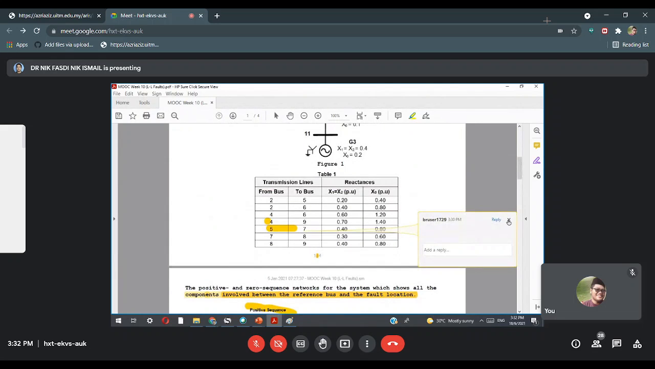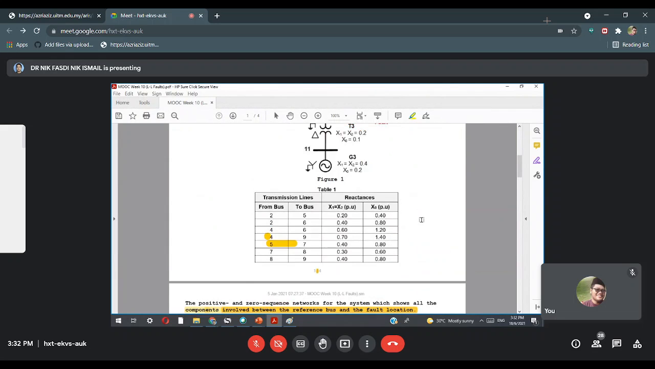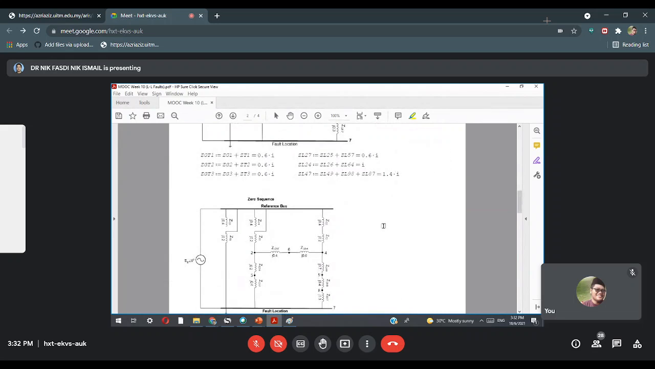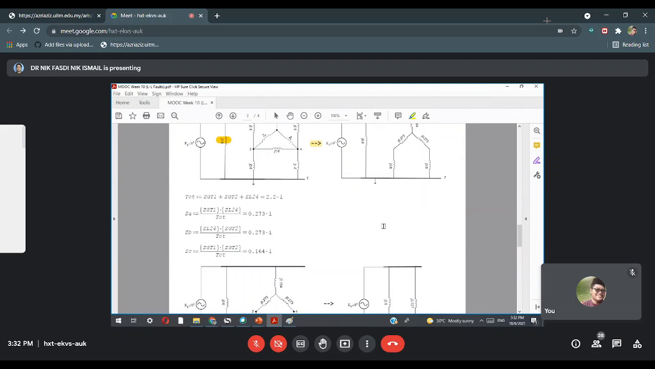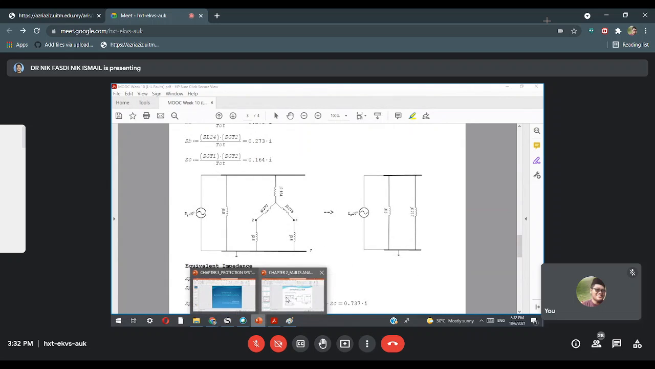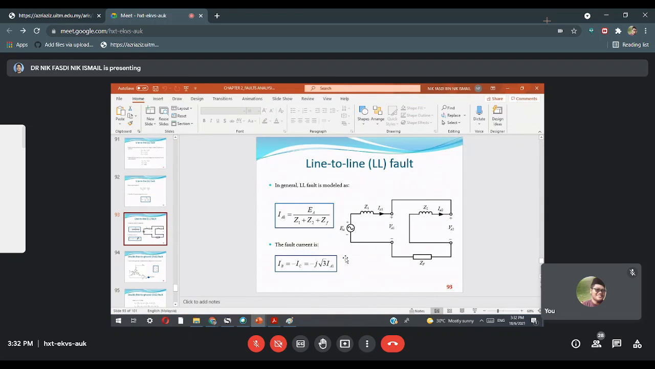Okay, now we look back into the question. Now you understand that this is line to line, refer back to the notes, you must be clear on line to line. The story is you want to get the value of the positive sequence current IA1 by using this formula. EA is what? 1 per unit. So we need to know Z1, Z2 and ZF. This is the Thevenin impedance for the positive sequence.